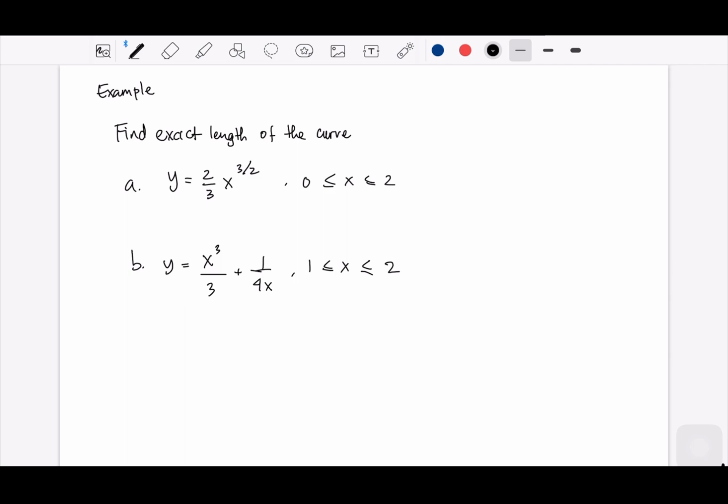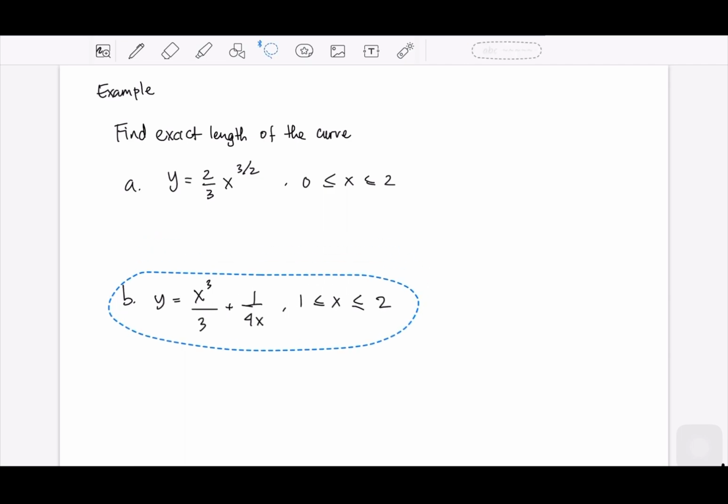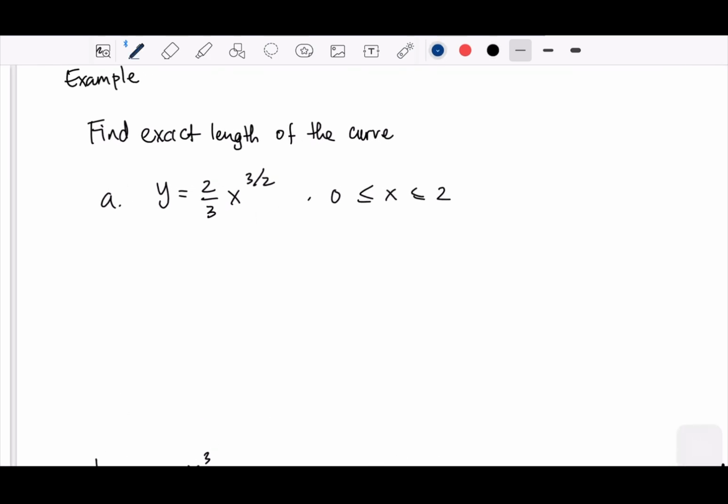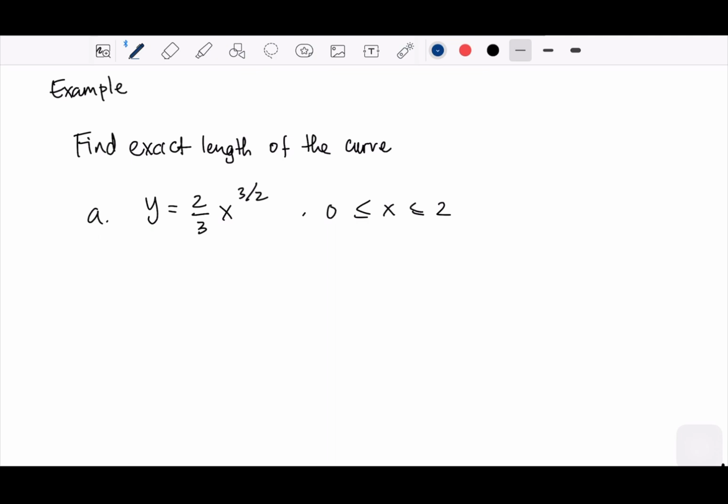Okay, let me take some space here. For the first one, I think I can get on with this. Find the first derivative. So this will be x to the power of 3 over 2 minus 1, which is half, so we can write this just as x to the 1 over 2, like that.